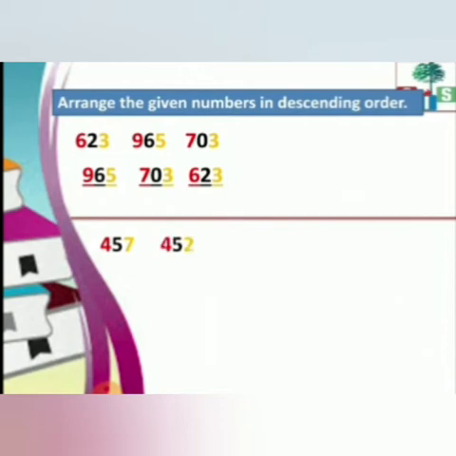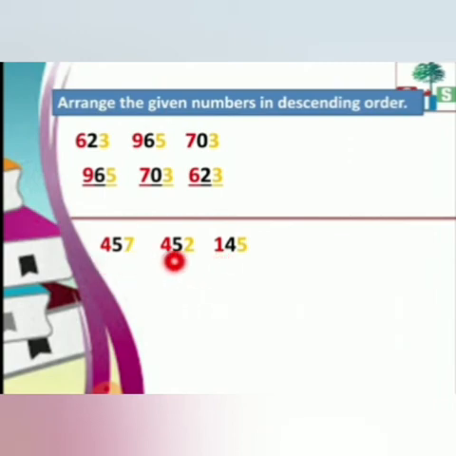457, 452, 145. Okay. Look at the 100 place. In 457, here at 100 place, the number is 4. In 452, at 100 place, the number is 4. And here at 145, at 100 place, the number is 1.